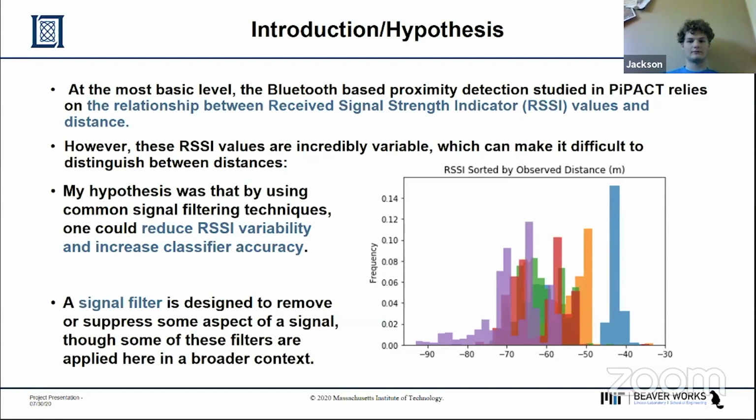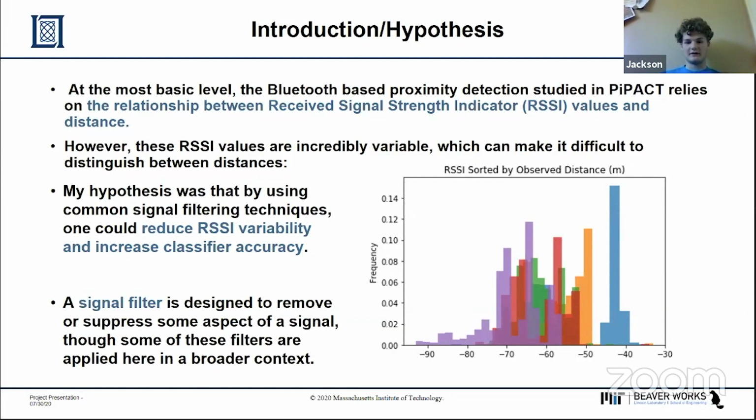Thank you. At its most basic level, Bluetooth-based contact tracing depends on the relationship between RSSI and distance. However, the received signal strengths are often incredibly variable, which can make it difficult to distinguish between distances while still accounting for other environmental factors. As shown in the graph, they overlap greatly, which can make it very difficult to determine which distance exactly an RSSI value corresponds to.